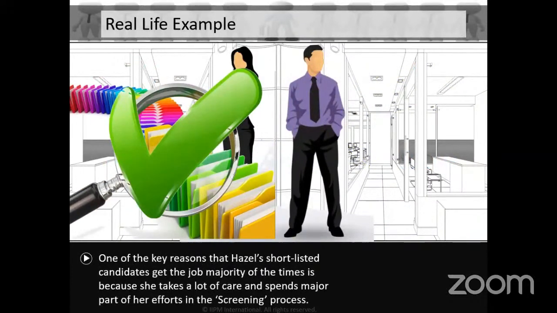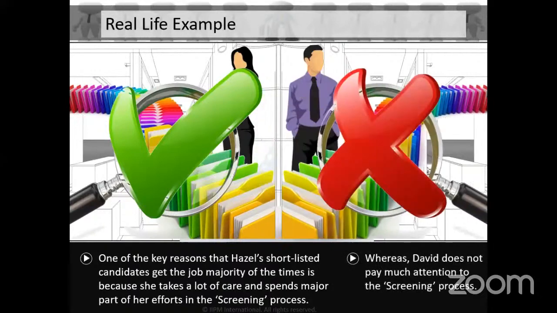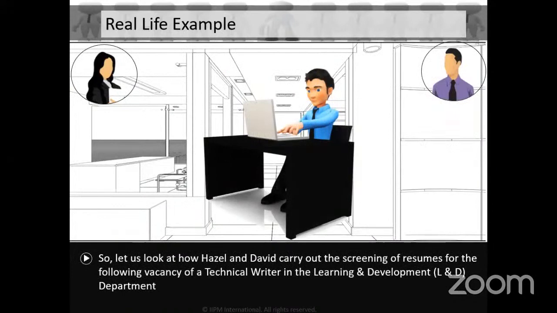One of the key reasons that Hazel's shortlisted candidates get the job the majority of the times is because she takes a lot of care and spends a major part of her effort in the screening process, whereas David does not pay attention to the screening process. So let's look at how Hazel and David carry out the screening of resumes for the following vacancy of a technical writer in the Learning and Development department.